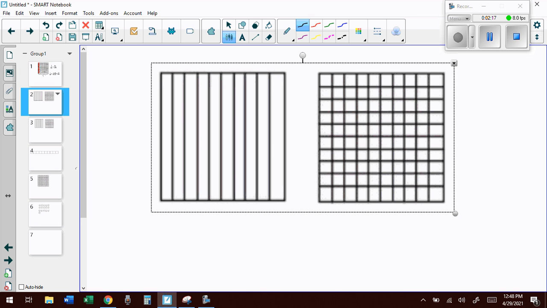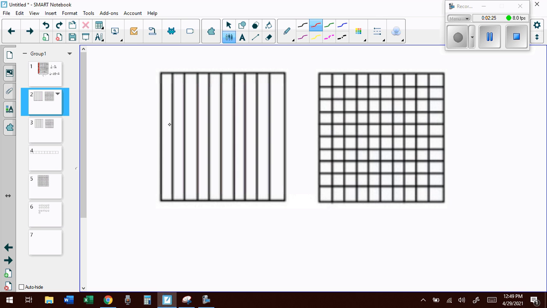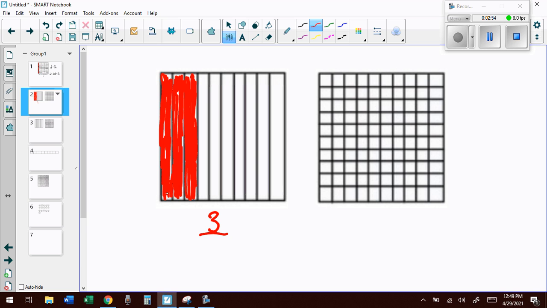Now if I had two pieces side by side, for this one, I'm going to shade in 1, 2, 3. So here I have a total of 3 shaded in pieces with an altogether total of 10.